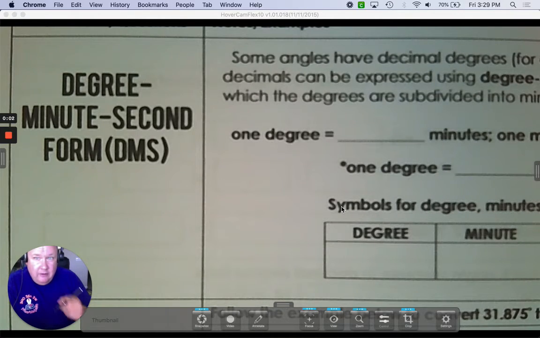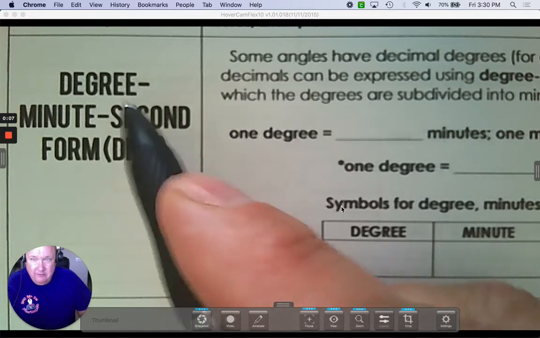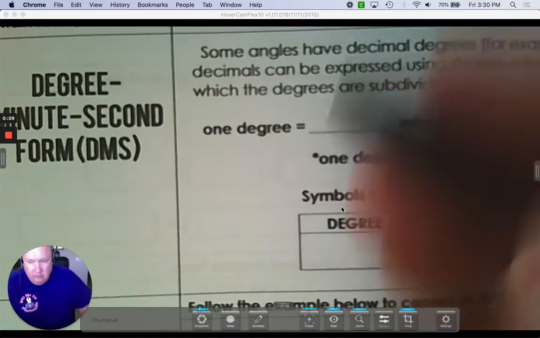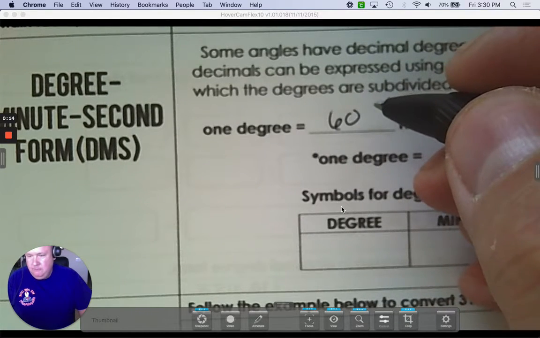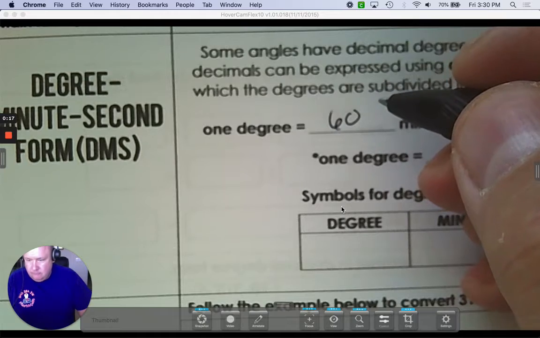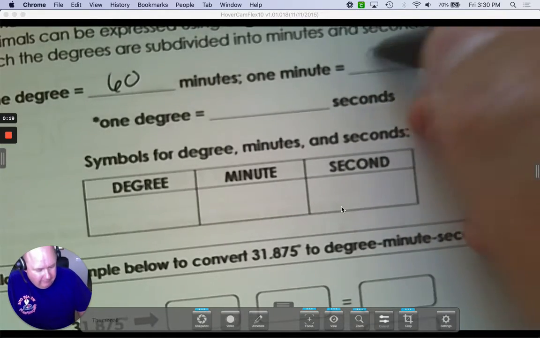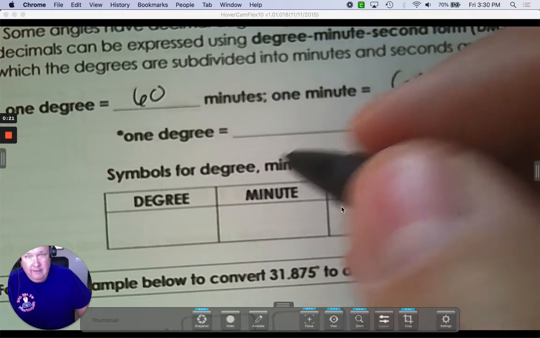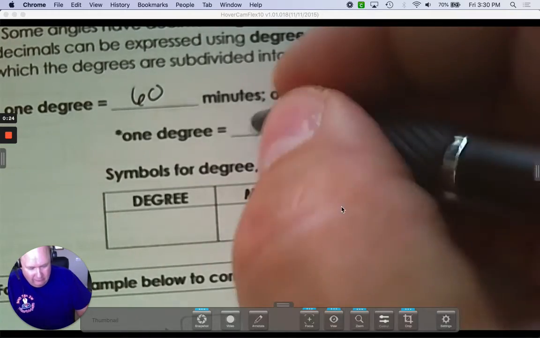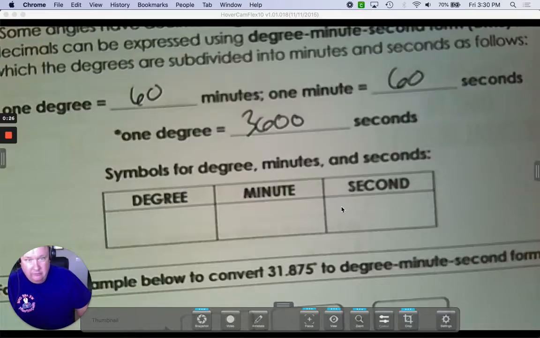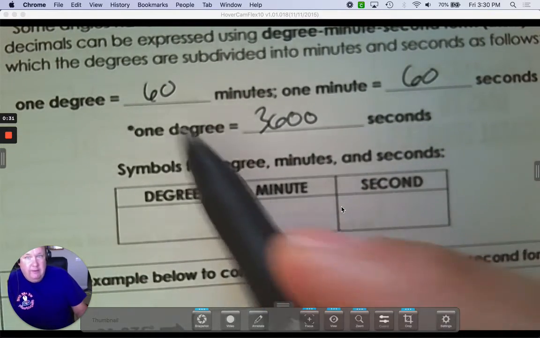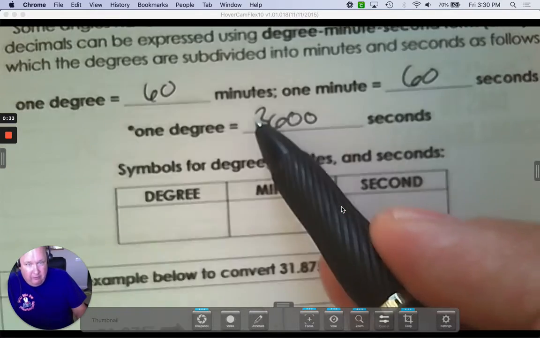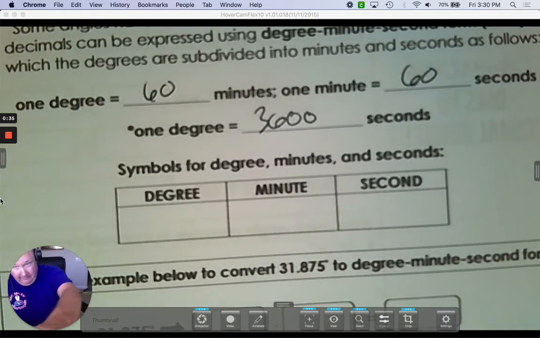This is the lesson on degree, minute, second form, sometimes called DMS, degrees, minutes, seconds. So we need to know that 1 degree is equal to 60 minutes, that 1 minute is equal to 60 seconds, and 1 degree in terms of seconds is actually 3,600 seconds. We're going to use those numbers as far as what direction we're going. So if 1 degree is 60 minutes, then there are 3,600 seconds in a minute, in an hour.